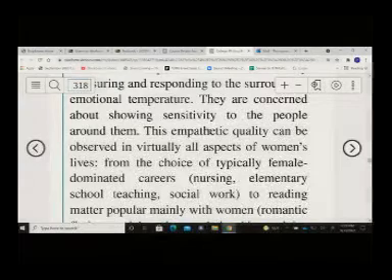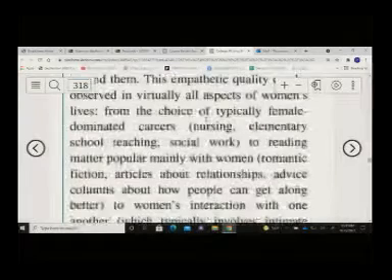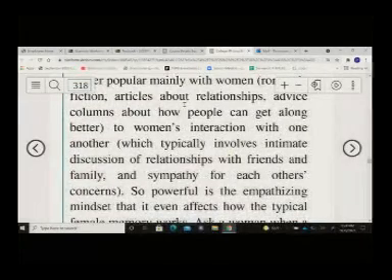To reading matter popular mainly with women, romantic fiction, articles about relationships, advice columns about how people can get along better, to women's interactions with one another, which typically involves intimate discussion of relationships with friends and family and sympathy for each other's concerns.